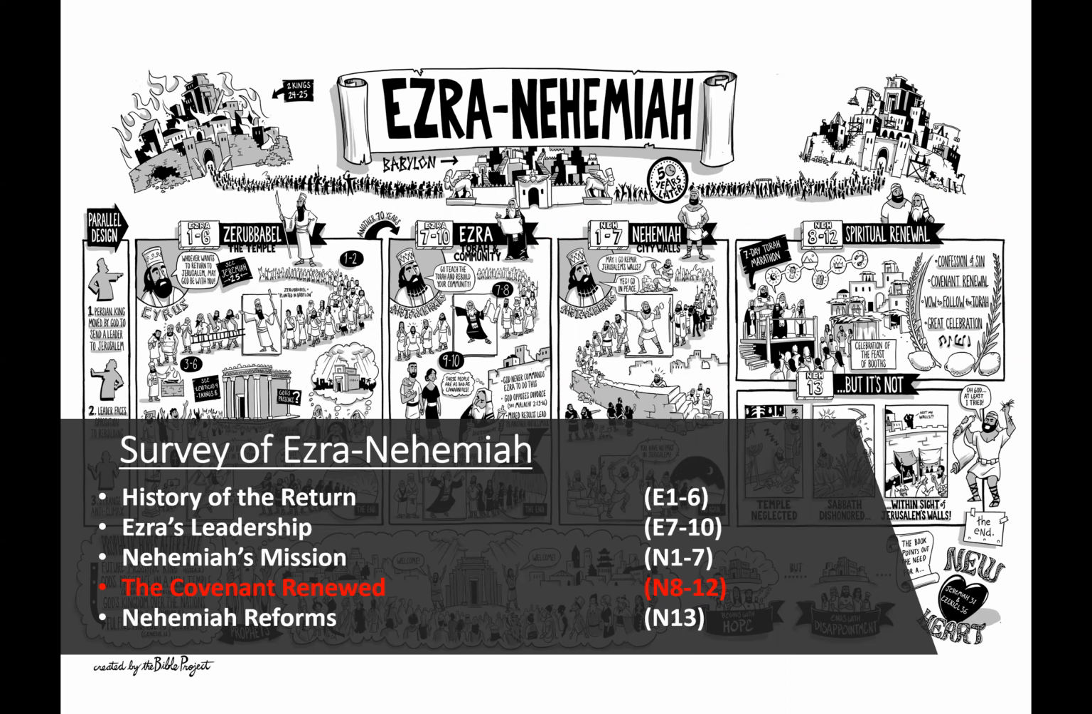So the wall has been finished, and Nehemiah is now taking his governor role and starting to implement changes in the city and to rebuild these people, these Jews, into the people of God. So we get to the next section.